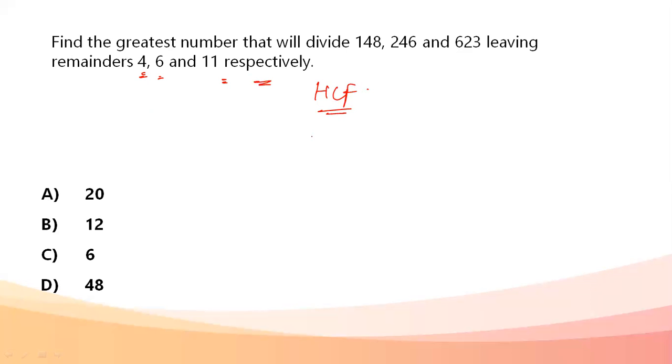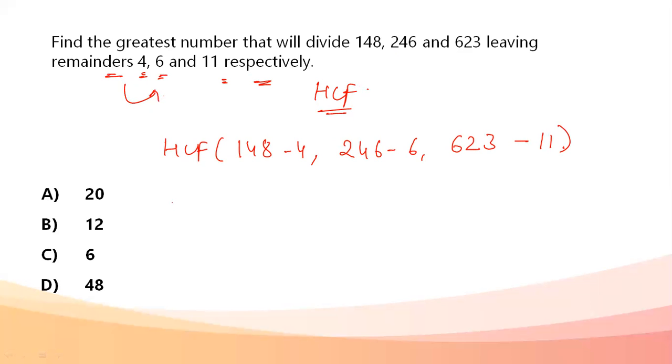And what HCF we need to find out? We need to find the HCF of 148 minus 4, 246 minus 6, and 623 minus 11, because these are the remainders that are obtained after a particular division. So HCF of 144, 240, and 612 is what they are looking for. Okay, so we need to find the HCF of all these numbers. We know how to find the HCF. HCF is going to be 12.